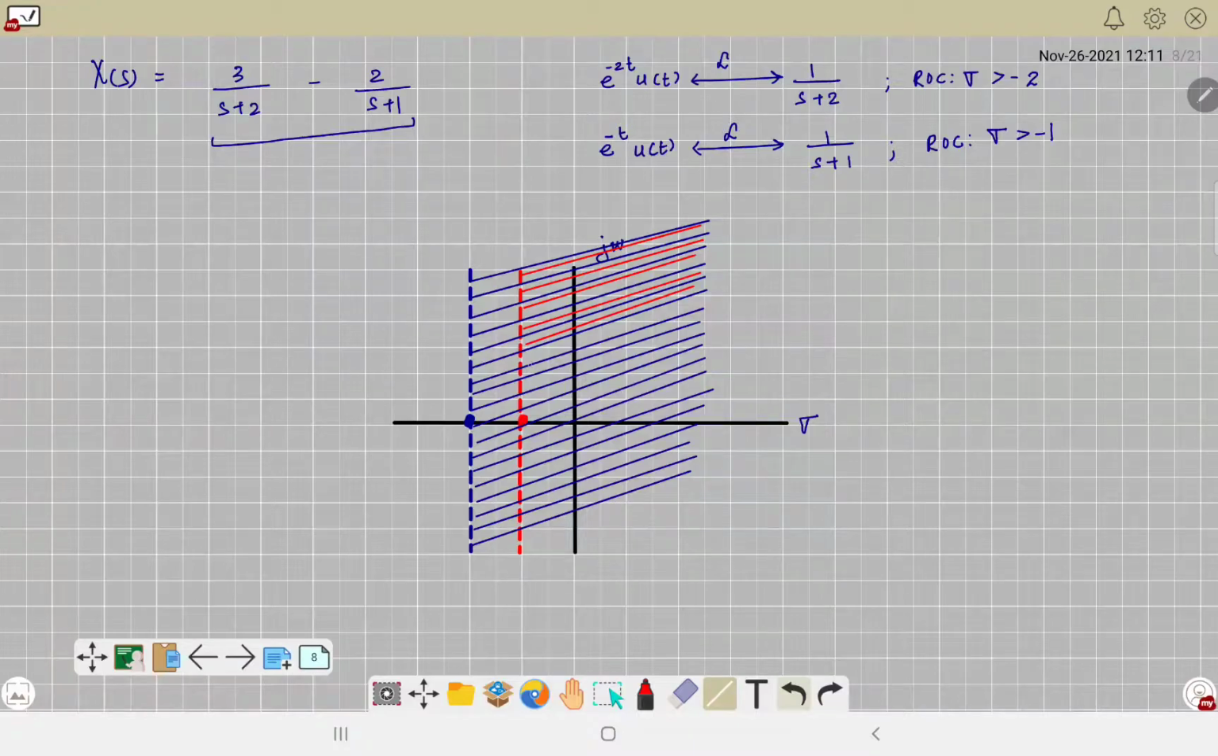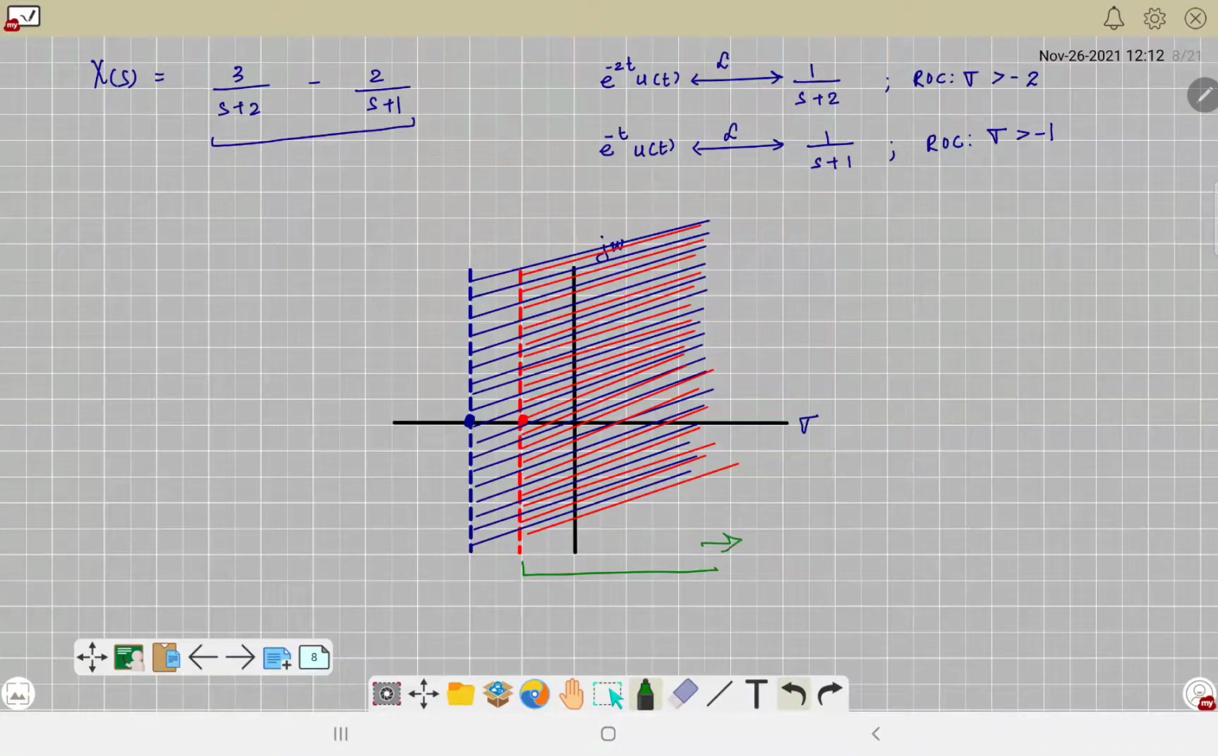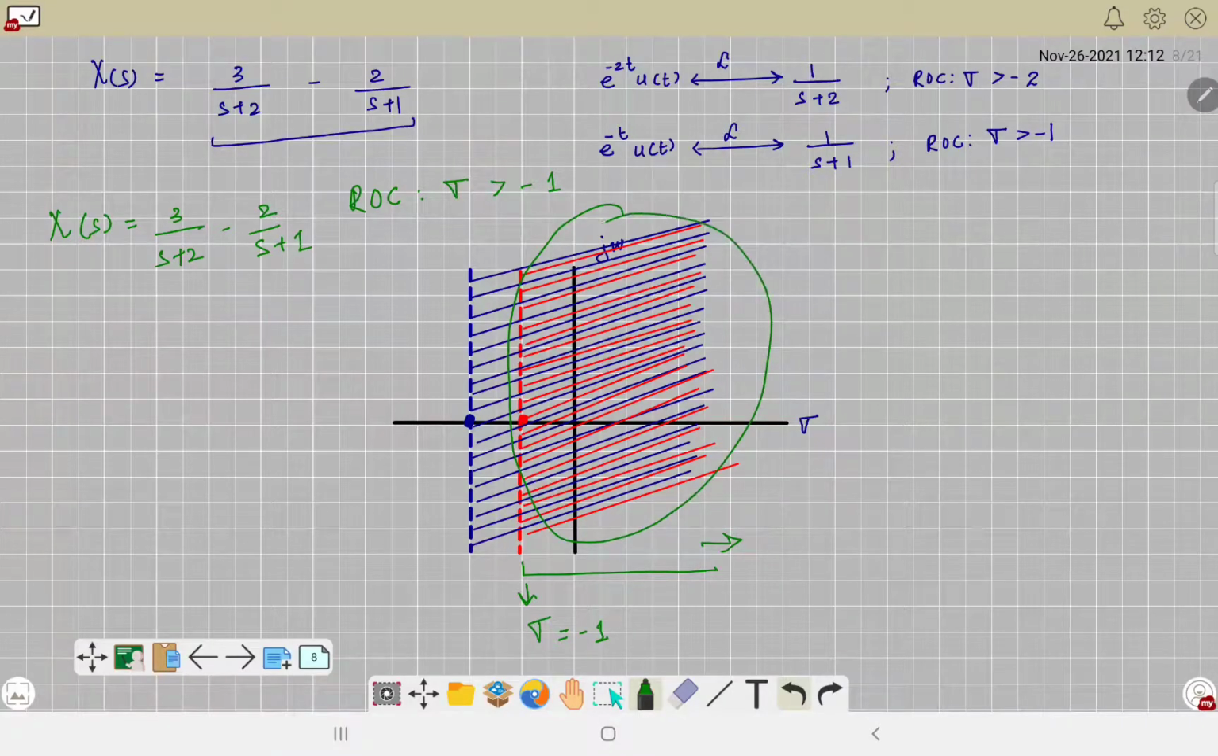And your overall region of convergence will basically be the intersection of the red and the blue regions. So which is basically this part that is in red. Fine, because if you combine sigma greater than minus 2 and sigma greater than minus 1, the intersection part basically starts from the right of this point, which is sigma equal to minus 1. Okay, so I can say, and we'll further elaborate this mathematically, that X of s is 3 divided by s plus 2 minus 2 divided by s plus 1, and its region of convergence is sigma greater than minus 1, because this is the intersection of the two ROCs, and this is obviously greater than minus 1.